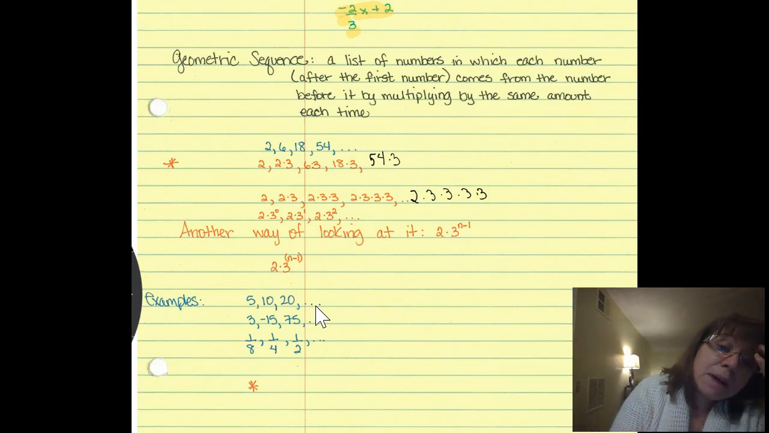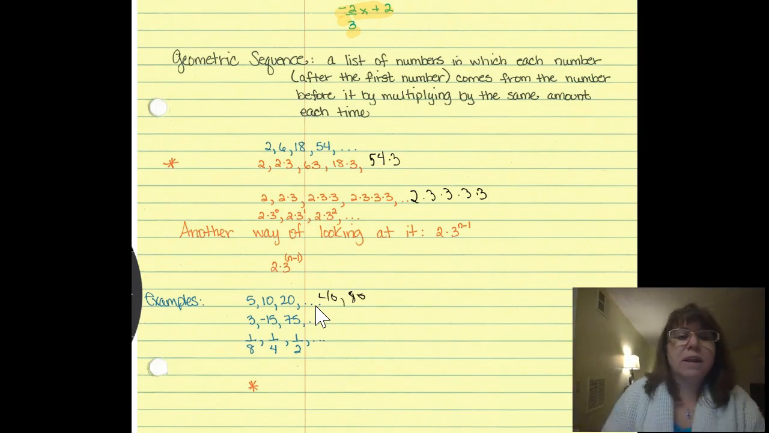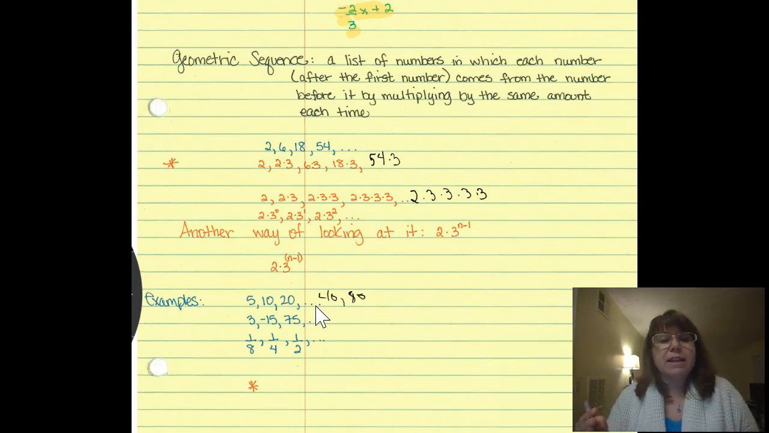Well, if I think about it, 5 times something will get me 10. Well, that was 2. 10 times 2 will get me 20. 20 times 2 would get me 40. 40 times 2 would get me 80. So my next two numbers are 40 and 80.